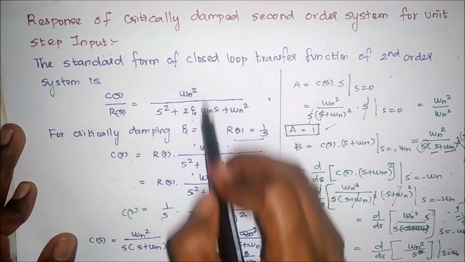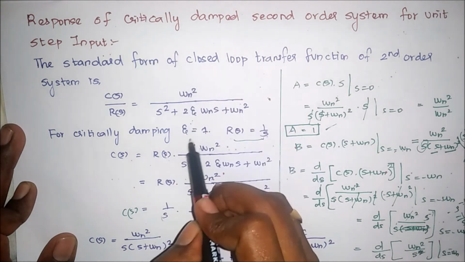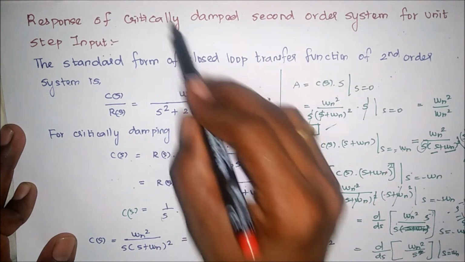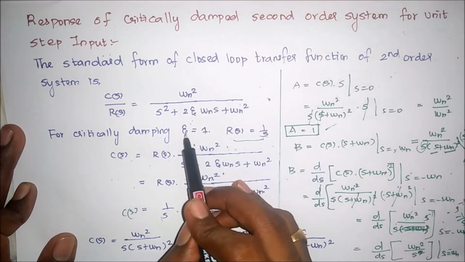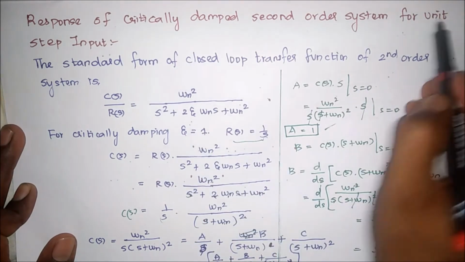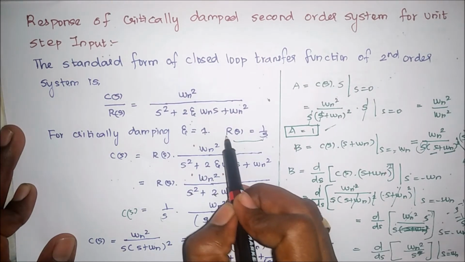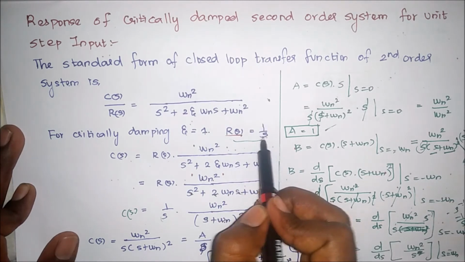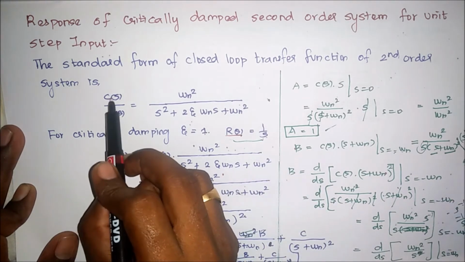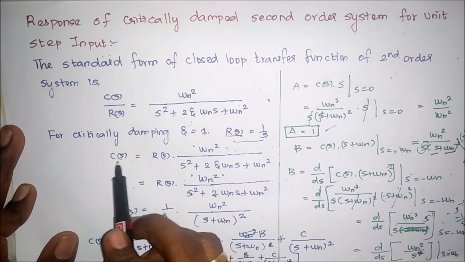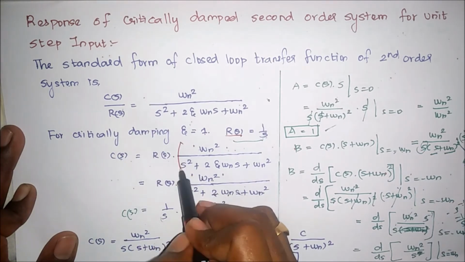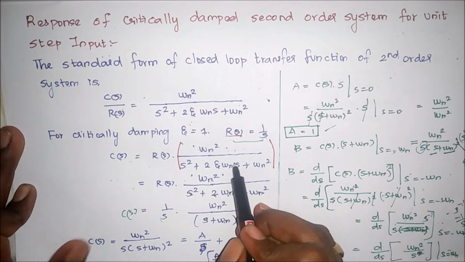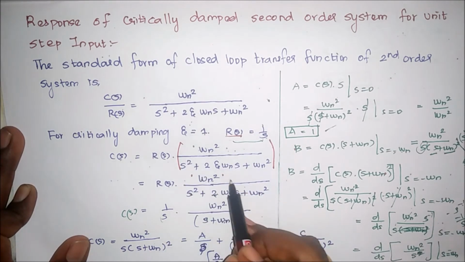Undamped means eta 0, overdamped means eta greater than 1, underdamped means eta less than 1, but here it is critically damped, therefore eta equal to 1. For unit step input, the Laplace transform is 1 by S. So this is the transfer function. From this, response C(S) equals R(S) times the transfer function, so we have to substitute eta equal to 1.